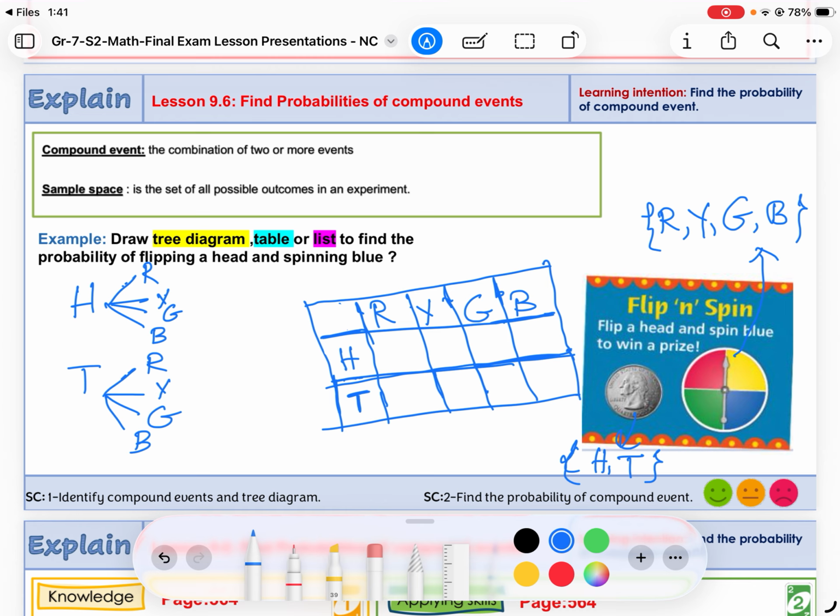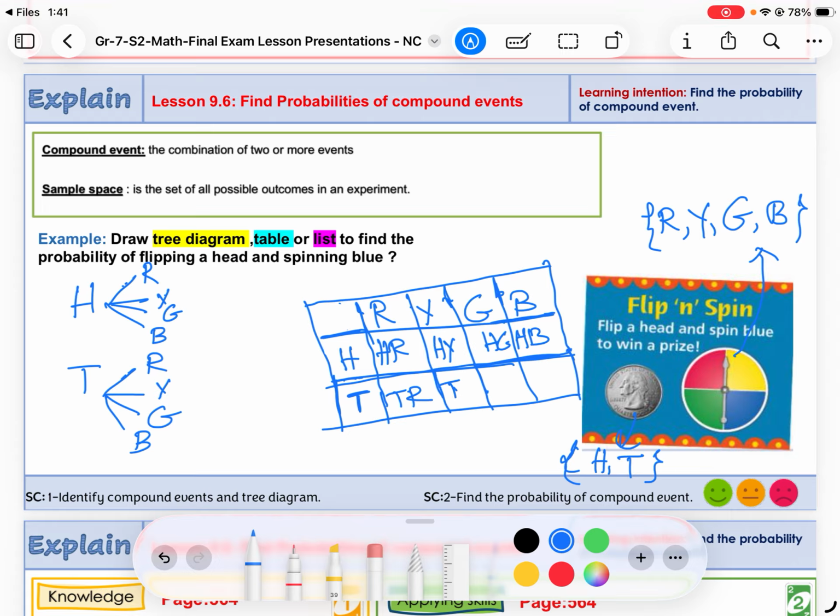And that's it. Now you list your outcomes. I will get head with red, head with yellow, head with green, head with blue, tail with red, tail with yellow, tail with green, and tail with blue. That's it. These are my outcomes, okay? So either you can use the table or you can use the tree diagram or the list.